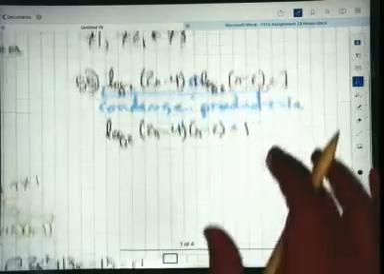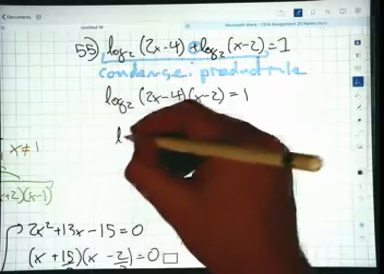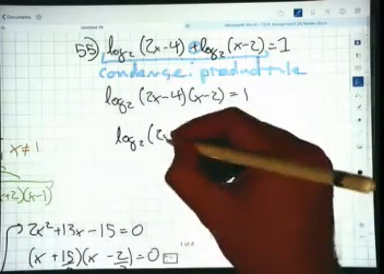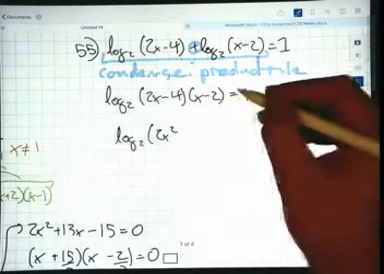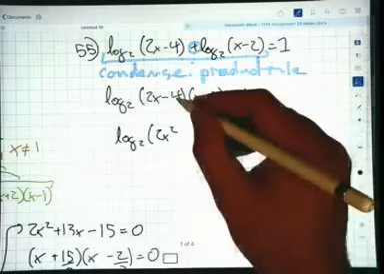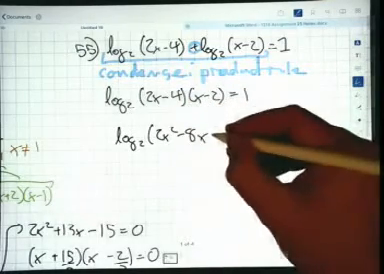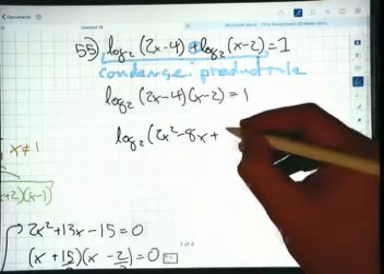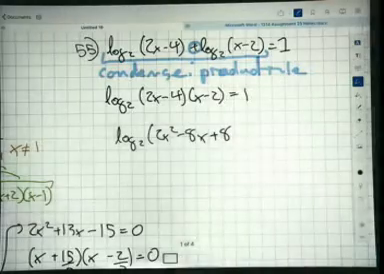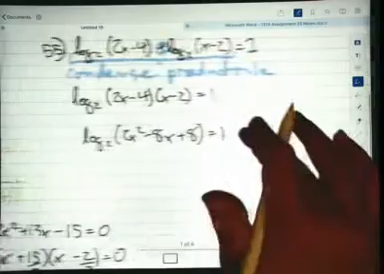And if I want to, I could go ahead and FOIL this all together. 2x times x is a 2x squared. 2x times negative 2 is a negative 4x. And then we're going to have another minus 4x, so that's going to be negative 8x plus 8 equals 1.